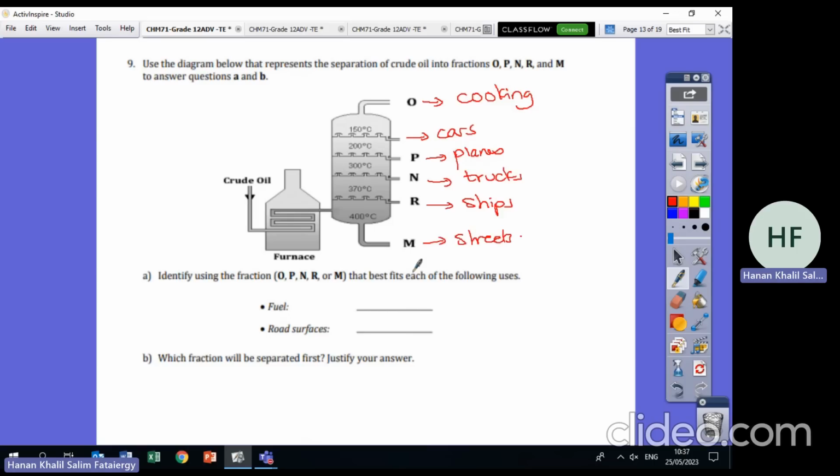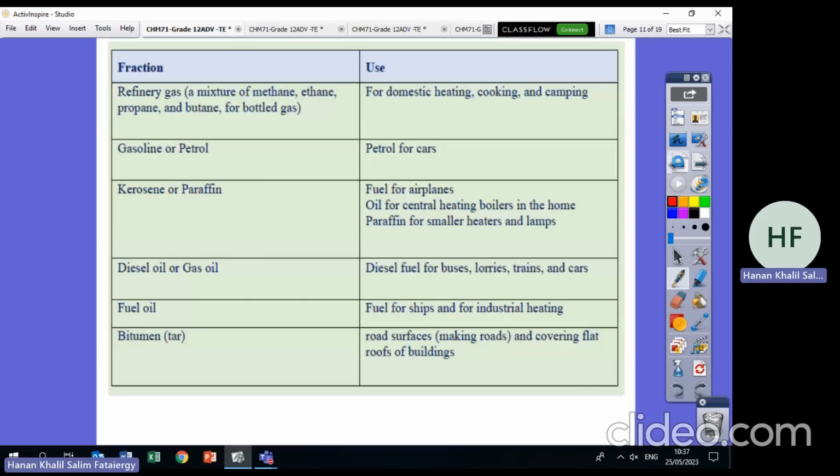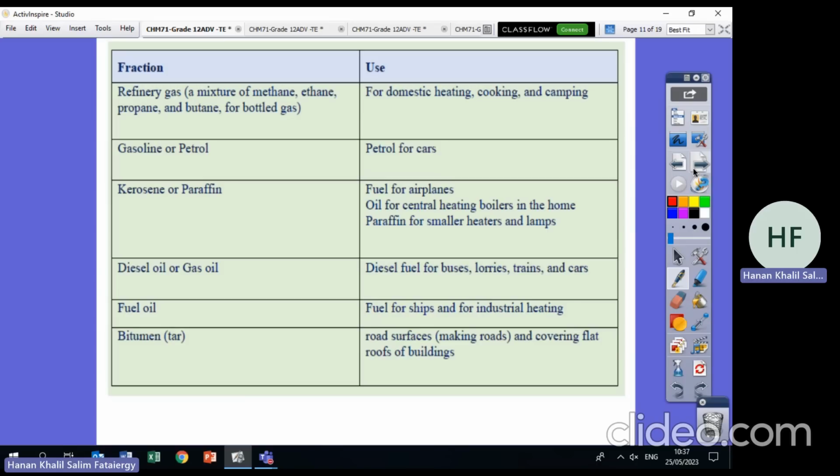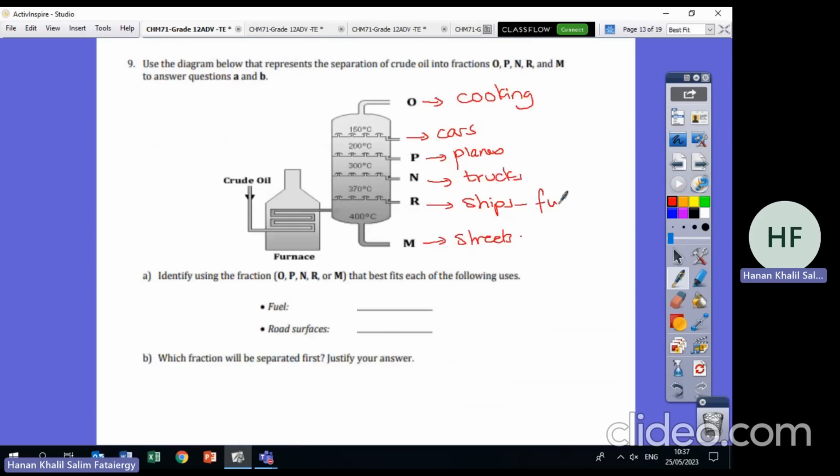Now, identify the fraction that best fits each of the following uses. Fuel is used for, okay, let me show you, because here sometimes they have different names. The fuel oil is the one that is used for ships. So the fuel is the one used for ships. This is fuel. So the fraction that is a fuel is R. For roads, we use M. Which fraction will be separated first? Of course O. Why? Because it has the least boiling point.